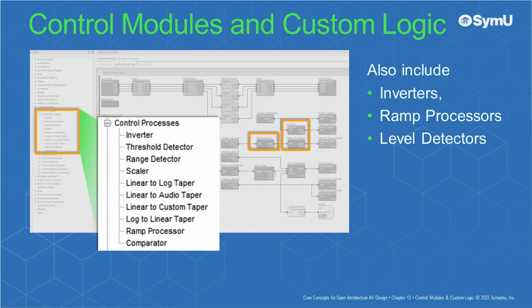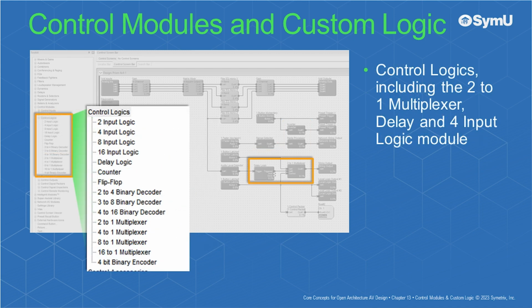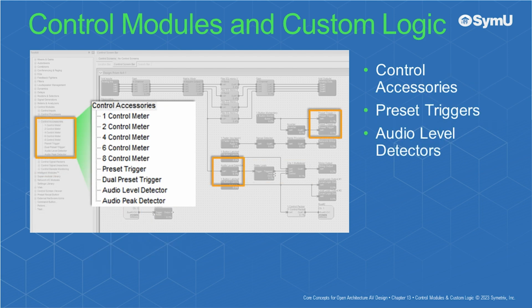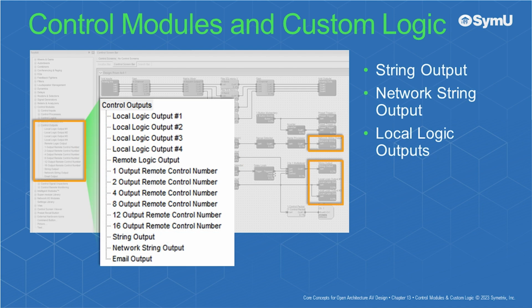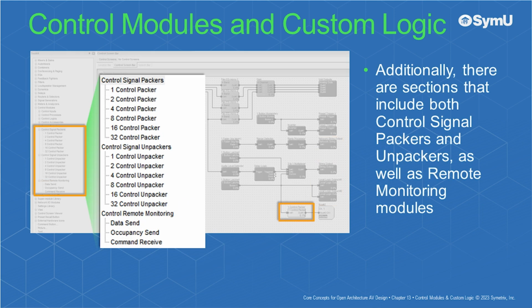Control processes modules also include inverters, ramp processors, and level detectors. Control logics, including the 2-to-1 multiplexer, delay, and 4-input logic module. Control accessories, which contains preset triggers and audio level detector. Additional modules include string output, network string output, and local logic outputs. Additionally, there are sections that include both control signal packers and unpackers, as well as remote monitoring modules.